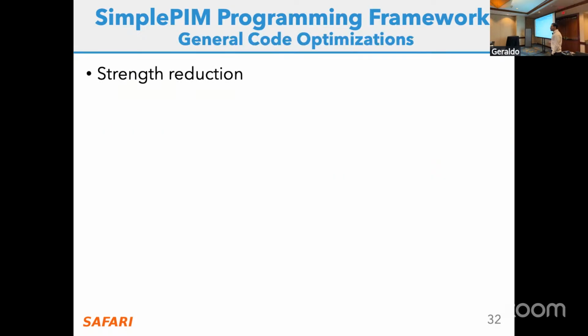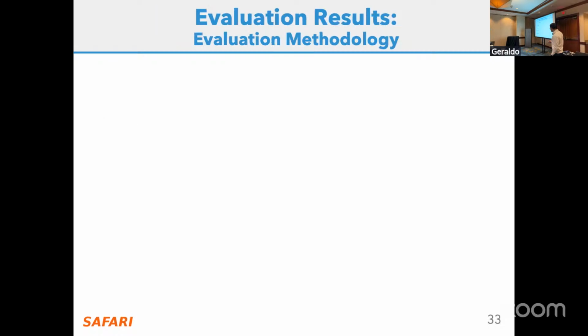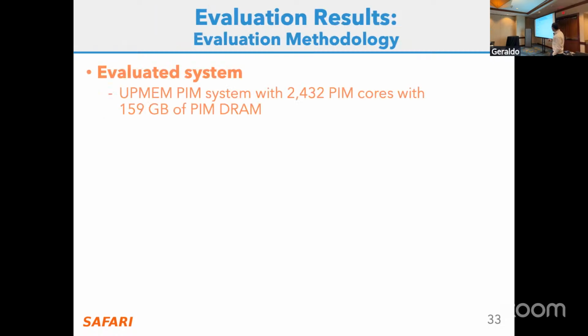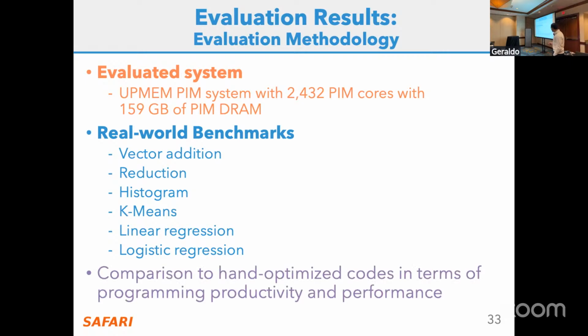On top of that, we apply several code optimizations that we learned based on the benchmarking that I mention later on, which can extract better performance from the UPMEM PIM system. Like strength reduction, which is reducing the number of instructions in the application stream, loop unrolling, avoiding boundary checks, function inlining, or adjusting the data transfer sizes. We take this framework and use it in the UPMEM PIM based systems to accelerate 6 different workloads from the PrIM benchmark suite that can be implemented in this MapReduce based interface.